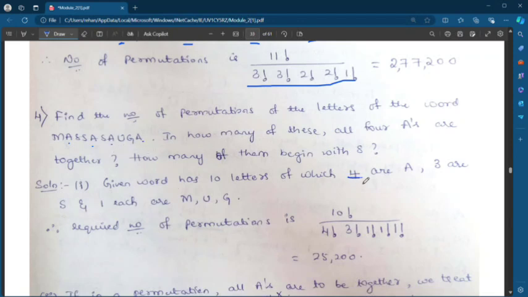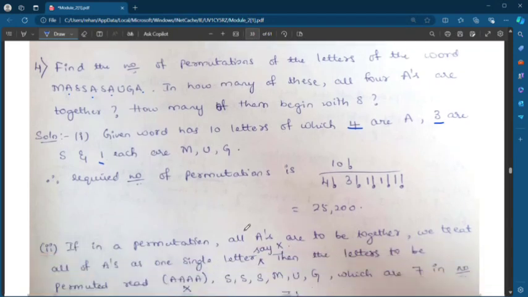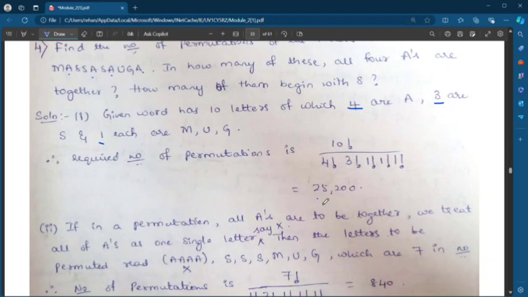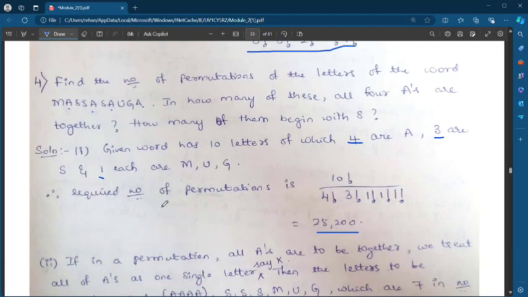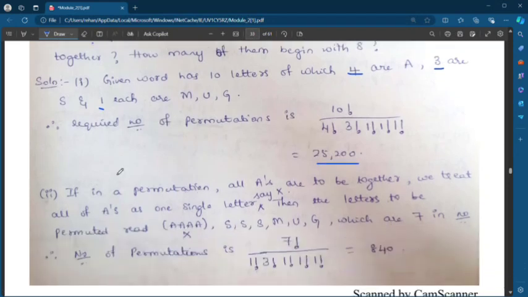S is how many times? 3 times S is there, 4 times A is there, 1 time M, 1 time E, 1 time G. So the total number of permutations will be this many. Then how many ways are all four A's together? How many of them begin with S? First this is done. We found the total permutation.